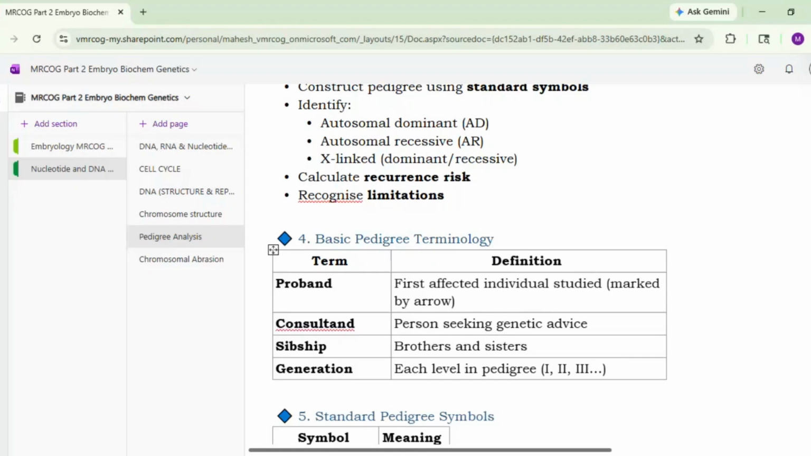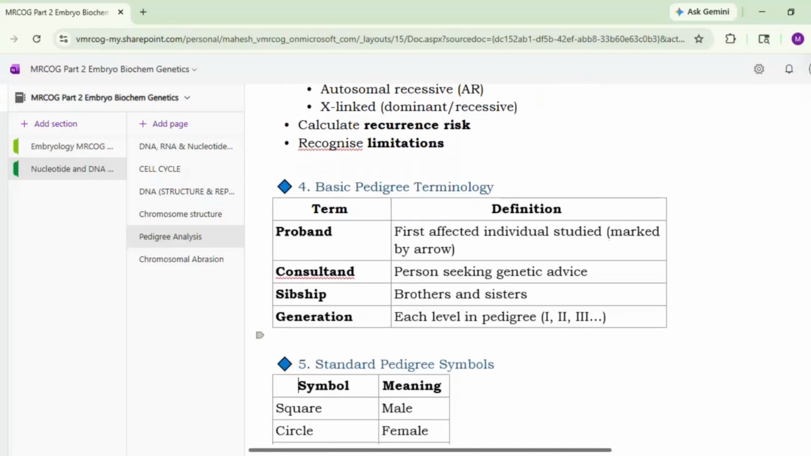Okay, then consultant. This is the person seeking the genetic advice. Then sibship. That is the brothers and sisters. Then generation. Each level in the pedigree is called a generation. Okay, you have to study a minimum of 3 generations so that you get a fair idea. Okay, so that is some basic concepts about the pedigree analysis.